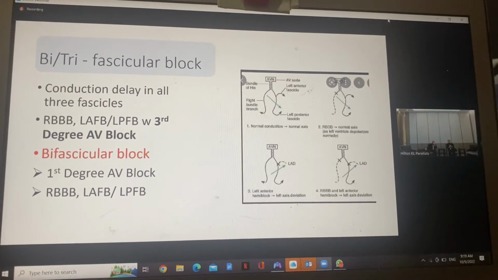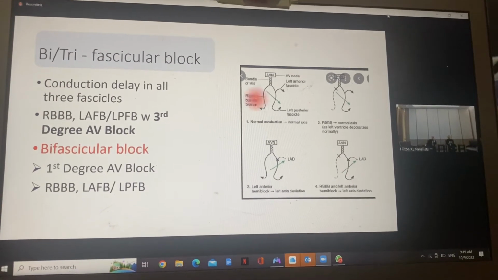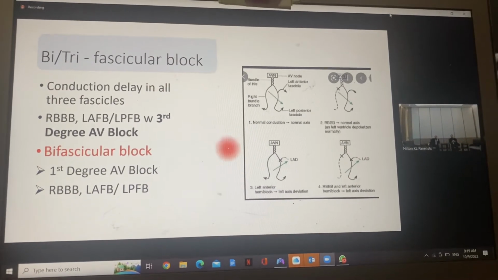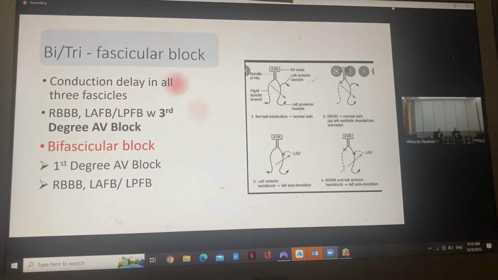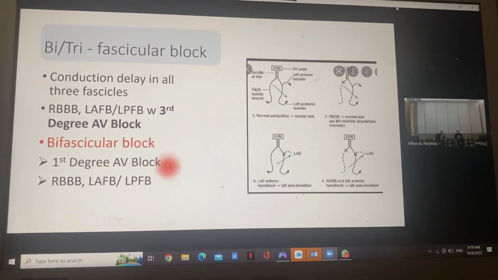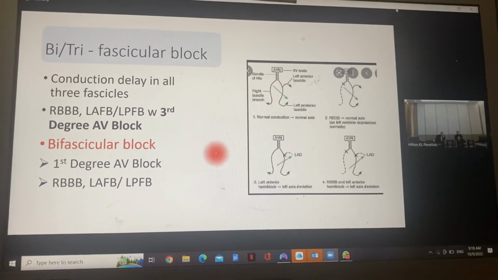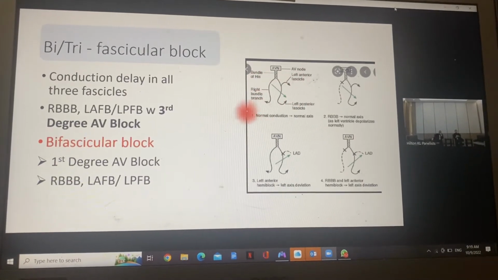But first degree block can happen at any level, ranging from the sinus node, reaching to the AV node, and then to the ventricles. So in first degree heart block, many things can cause it, even at the SA node whatsoever. That's why it's hard to say whether it is trifascicular or not, because if there is a trifascicular block, we expect to have an AV node problem as well, to complete the trifascicular block.